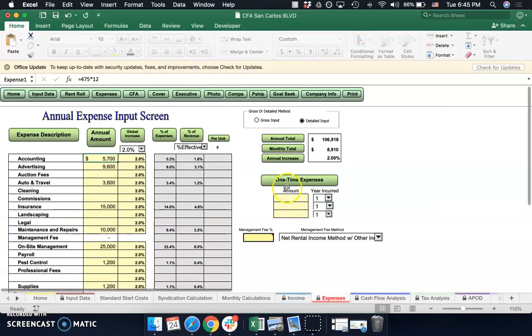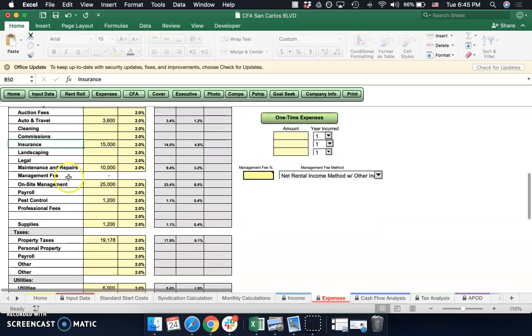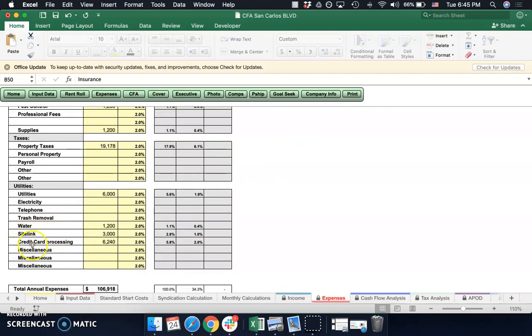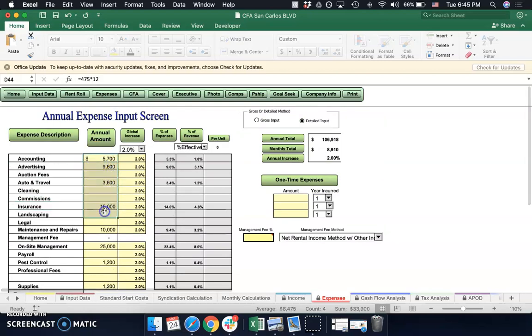Okay, so our expenses. Now we're going to come through and list all of our expenses out: accounting fees, advertising, travel, insurance, maintenance and repairs, on-site management, supplies, property taxes, utilities, water, software, credit card processing. So essentially we're just going to come to this tab and enter in all of our expenses.